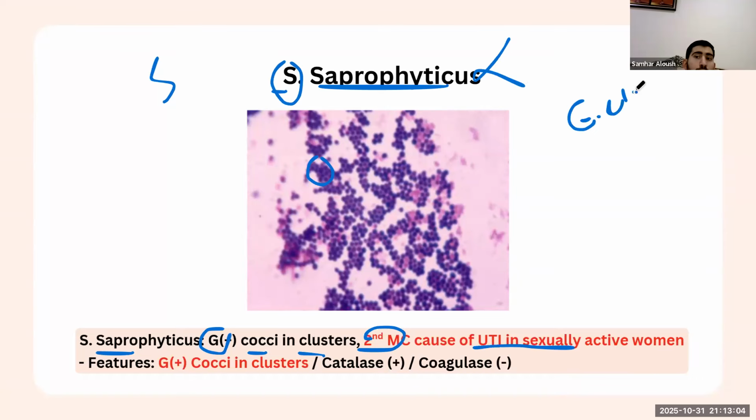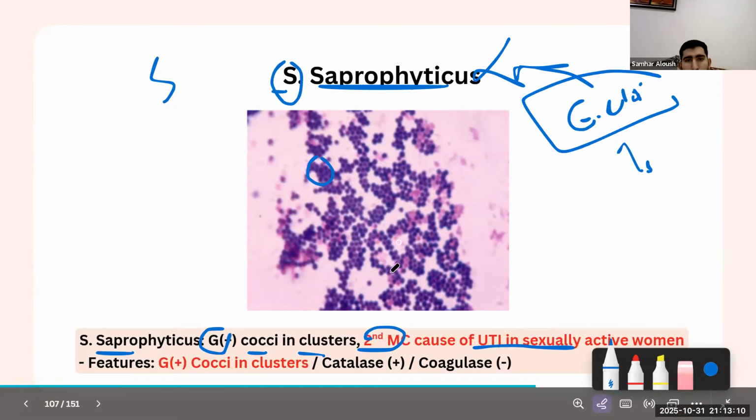coli. If there is no E. coli, you choose Staph saprophyticus. But E. coli is the first common cause. Second most common cause is Staph saprophyticus. Features is gram-positive cocci in clusters, so this is how it looks like. Catalase and whatever, you don't need to know. I just put them for information.